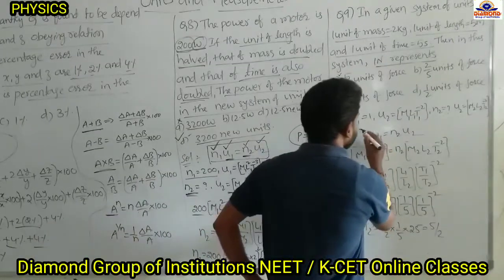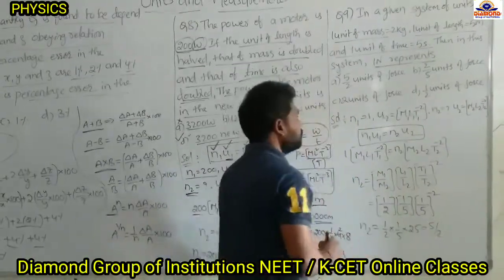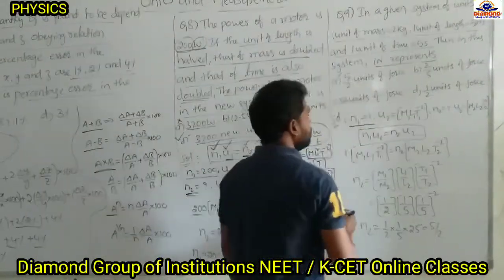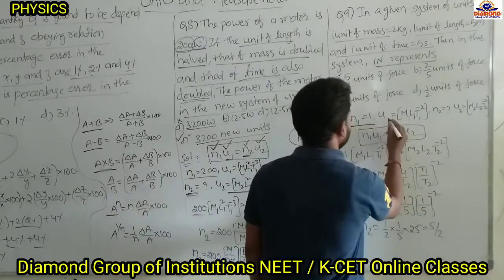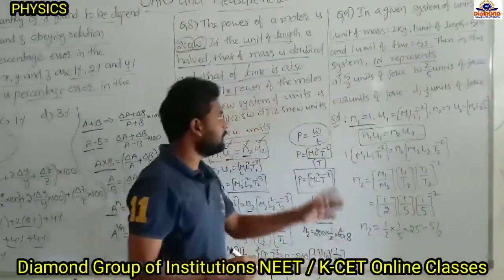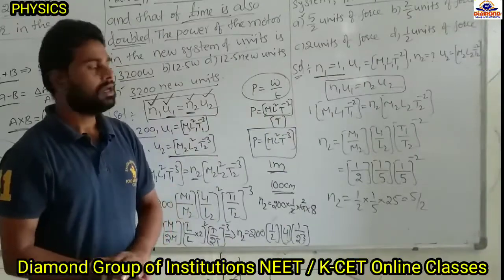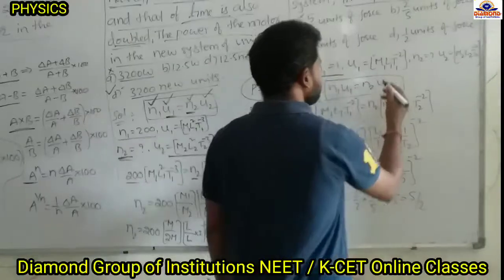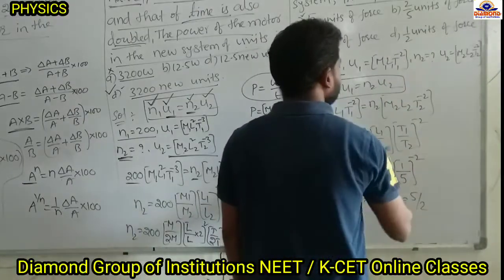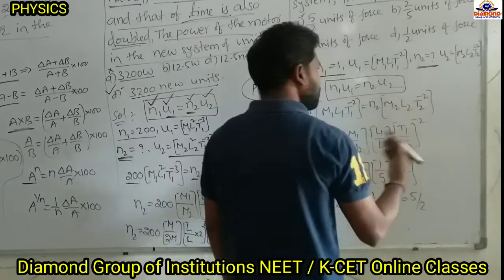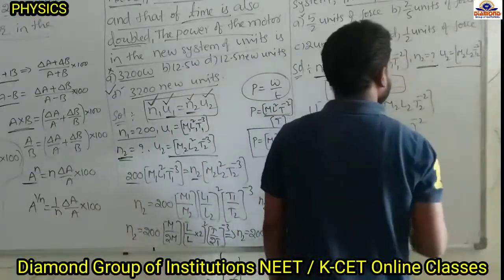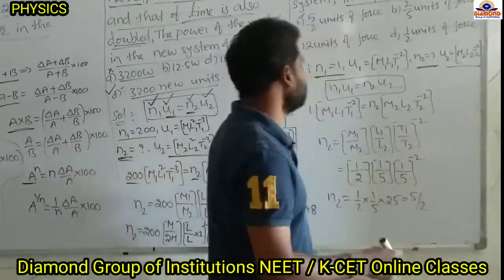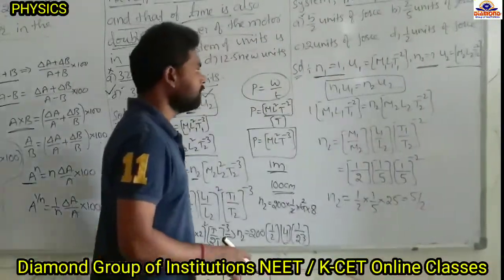So the formula is n1 u1 equals n2 u2. Given 1 Newton, n1 equals the numerical value 1, and u1 is the unit. Newton is already the unit of force, and the dimensional formula of force is m l t to the power minus 2. So for the given system it is m1 l1 t1 to the power minus 2, and we have to find the numerical value in the new system. The new system's dimensions are m2 l2 t2 to the power minus 2. Now substitute in the formula n1 u1 equals n2 u2.